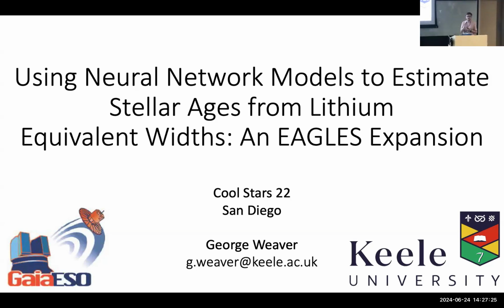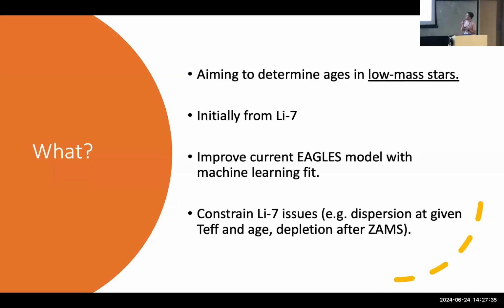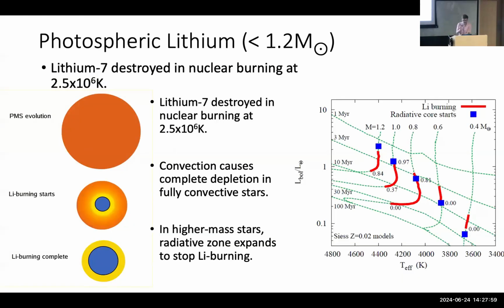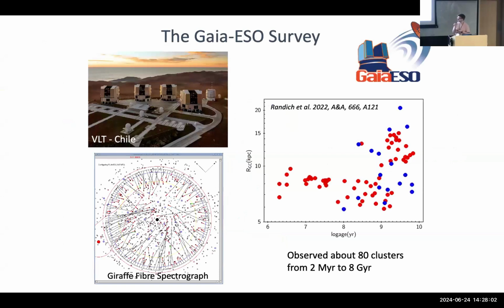I'm a third-year PhD student at the minute, working on, as it says, using neural networks to estimate stellar ages from lithium equivalent widths. So just as a quick, brief overview of what we've been doing, the aim is to determine ages from photospheric lithium. This work's been focusing on the Eagles model of Jeffries et al. 2023 and improving that model with a machine learning fit to the data. And then, as mentioned before, constraining some of those issues that we see in terms of the dispersion of lithium in the photosphere. I'm going to skip over this very quickly because it's very much been explained.